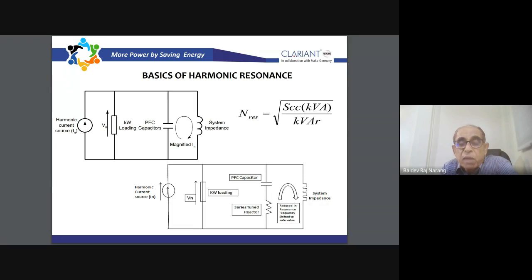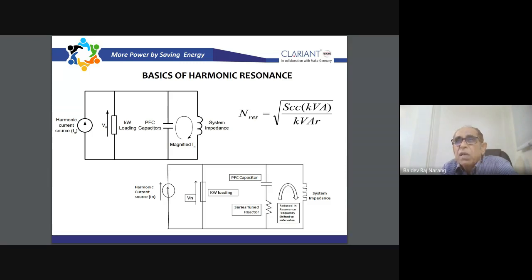We can do both of them. Normally, we have the fifth and seventh harmonics in the system. That is why we are using a 7% reactor, which takes care of the fifth as well as the seventh harmonic. But it is not the complete solution.